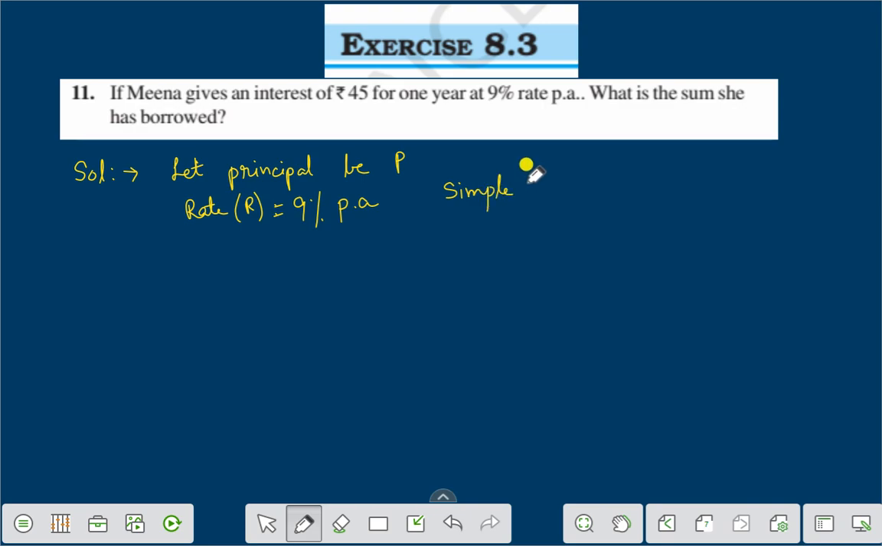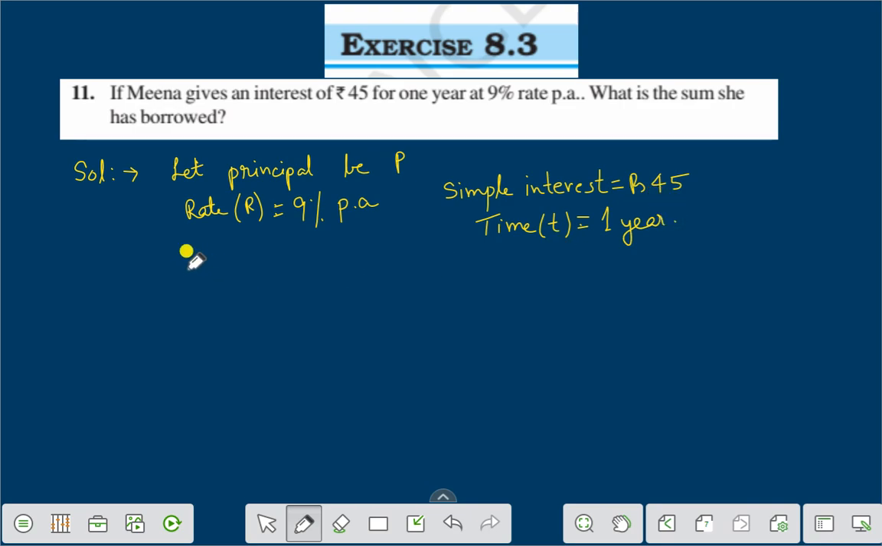simple interest is equal to rupees 45. And time is given for 1 year, that is time t. Time t is equal to 1 year.